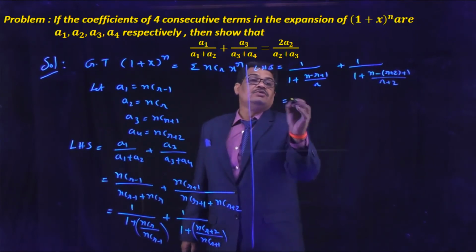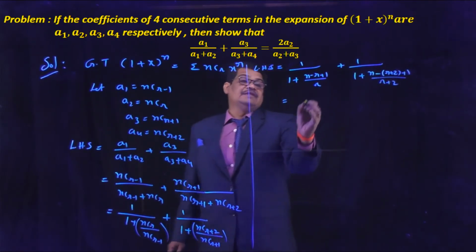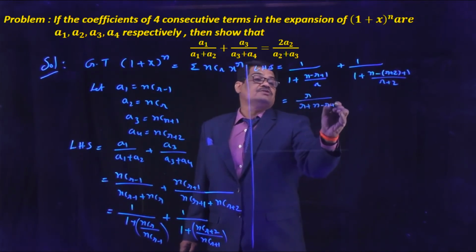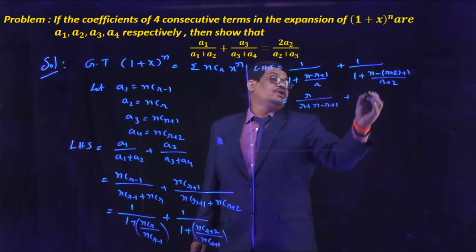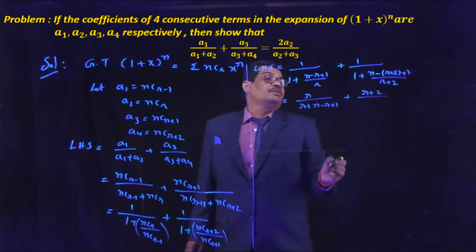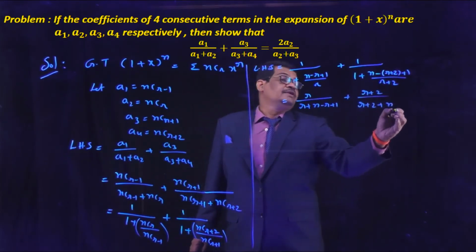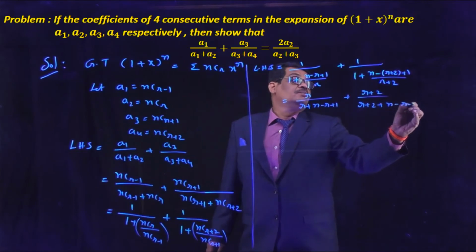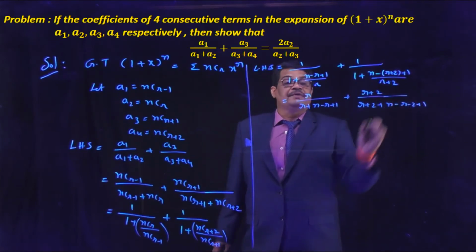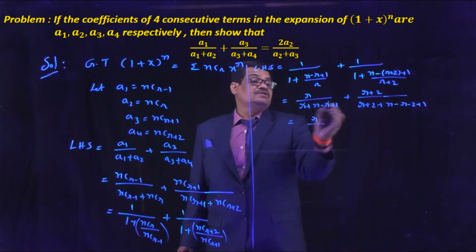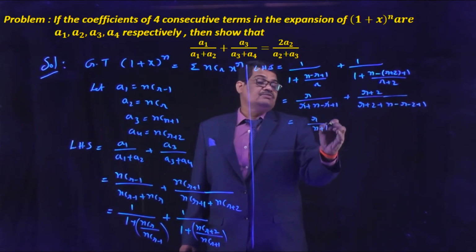That is equal to, here we are writing the LCM. LCM is coming to the numerator. So r by r plus 1 plus n minus r plus 1, plus here r plus 2 by n minus r minus 2 plus 1. Here r cancels with minus r, and we are getting n plus 1.